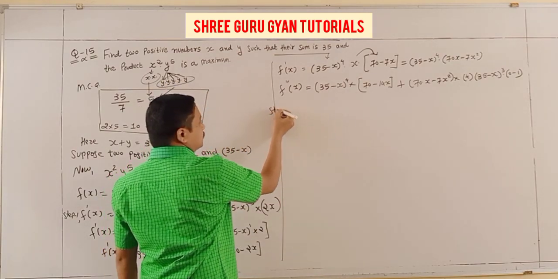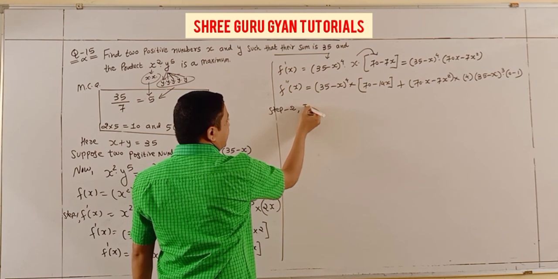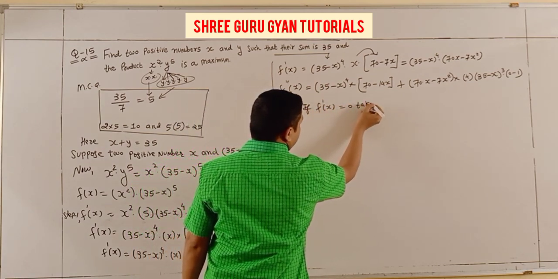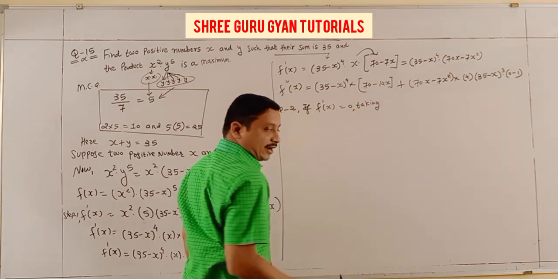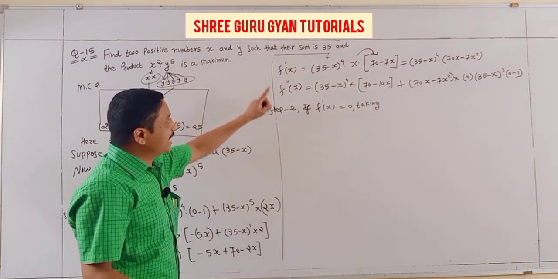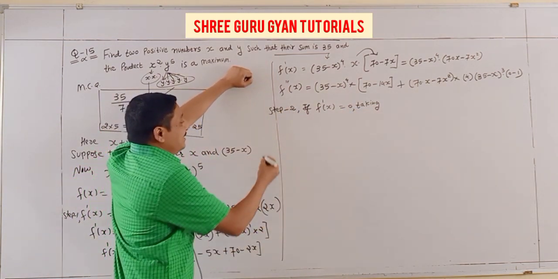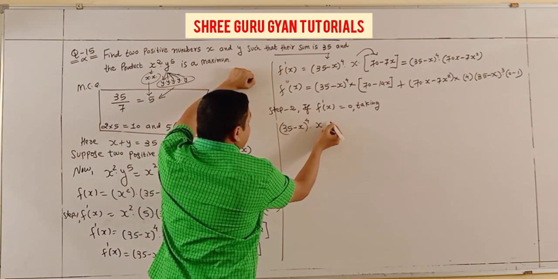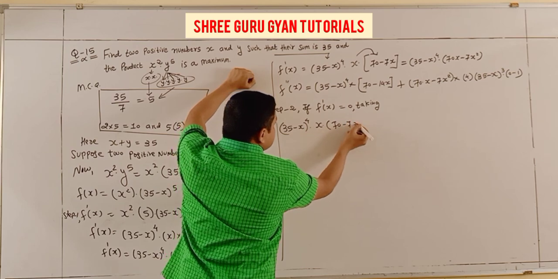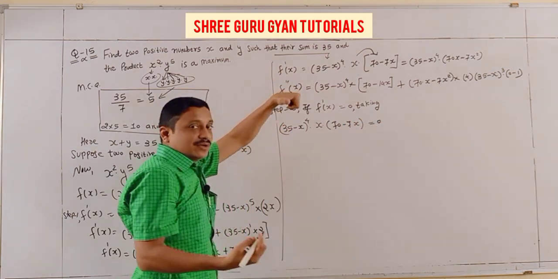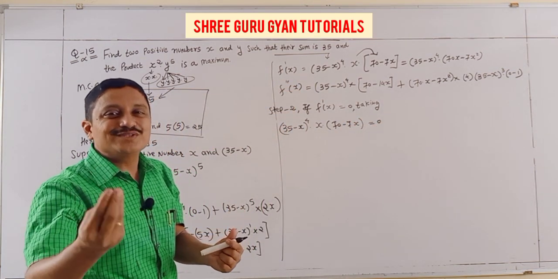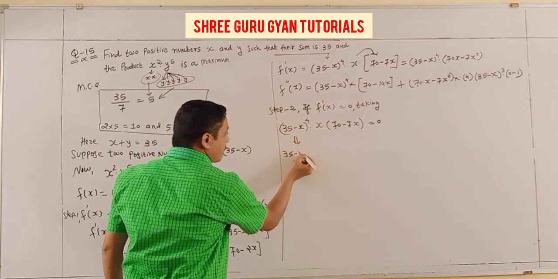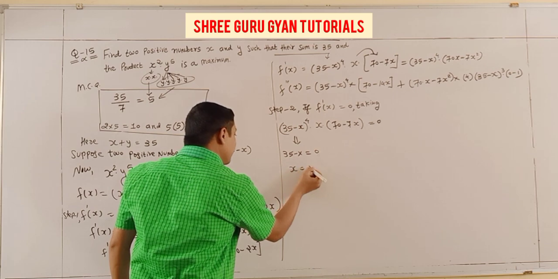Now step 2. Taking the first derivative as 0, what is my first derivative? That one, factorized: 35 minus x the 4 power into x into 70 minus 7x is equal to 0. And you can find the values of x. So students, here at that level, x is equal to 35.